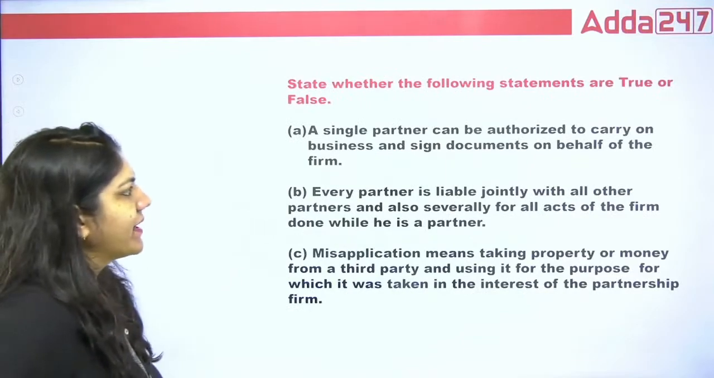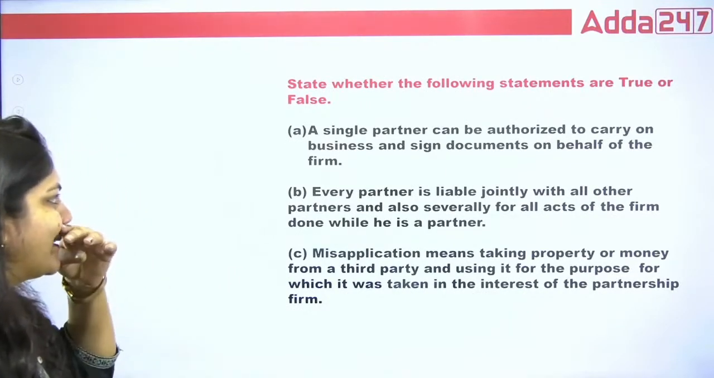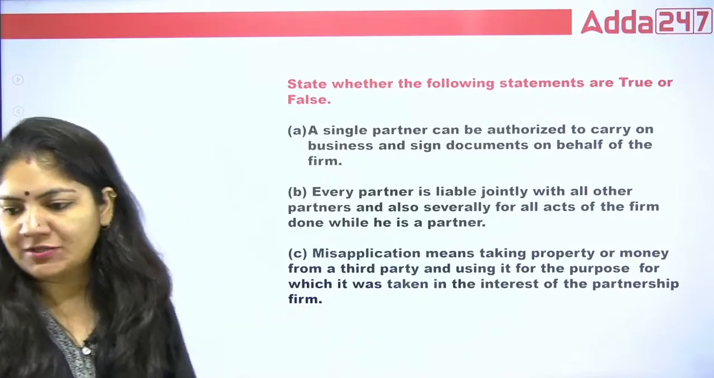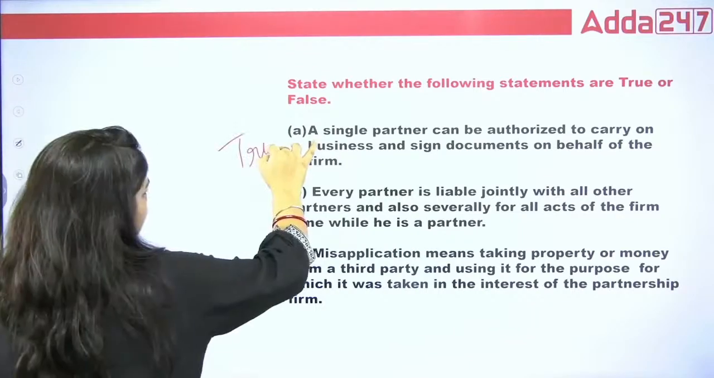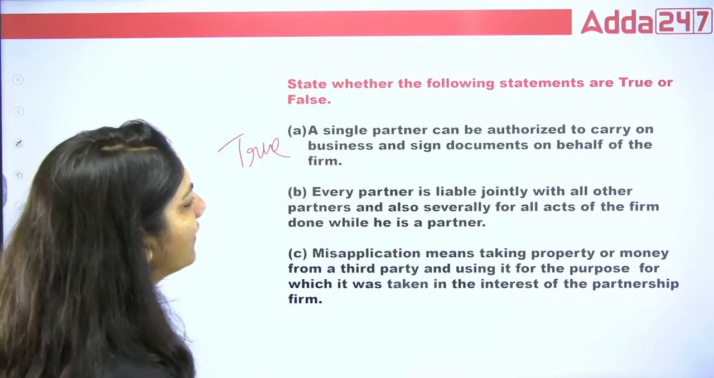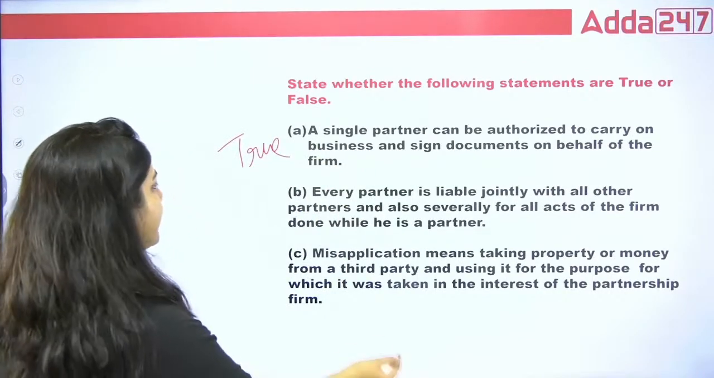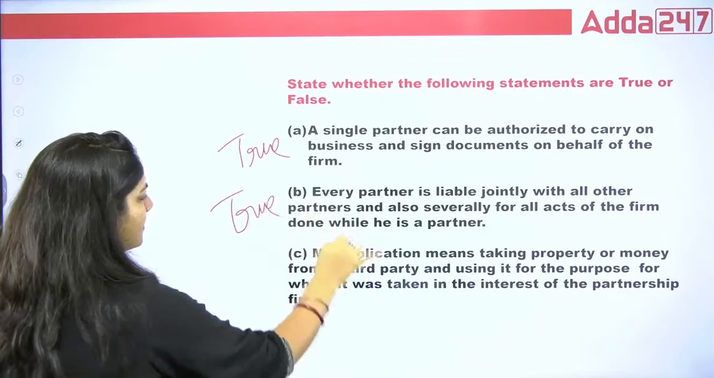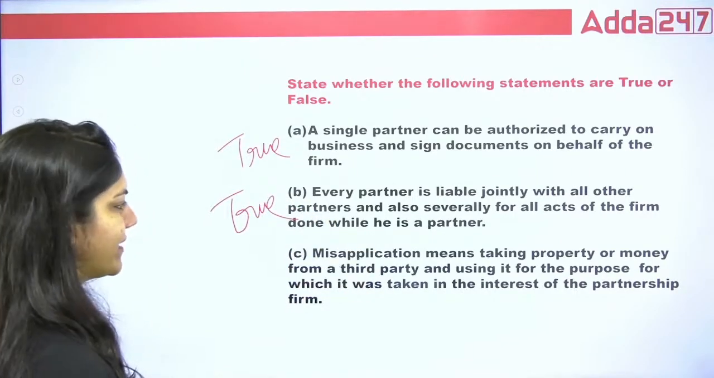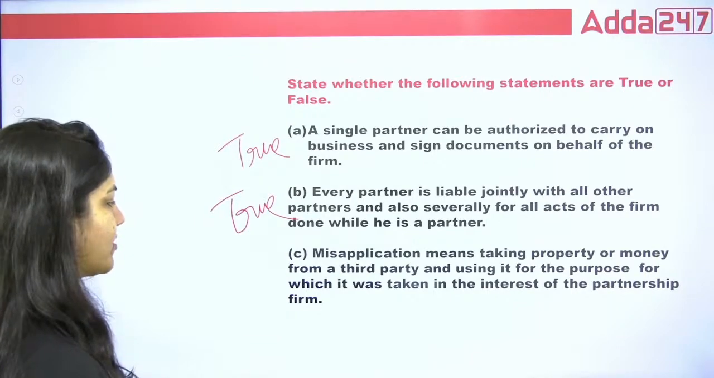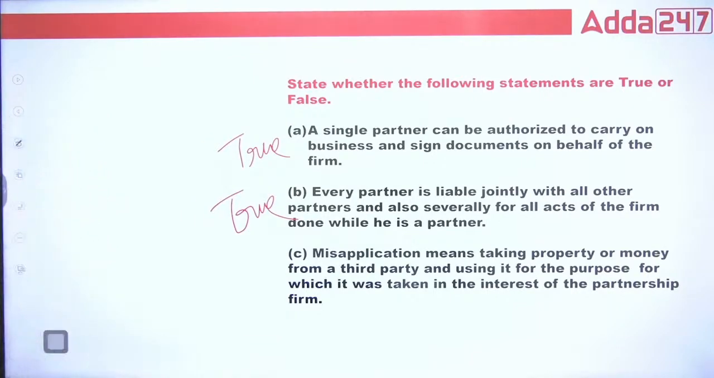A single partner can be authorized to carry on business and sign documents on behalf of the firm. That is a good question. Each question is important, guys. Every partner is liable jointly with the other partners and also severally. That is true. We have just read it. Misapplication means taking property or money from a third party and using it for a purpose other than that for which it was taken, in the interest of the partnership firm. Is that true or false?